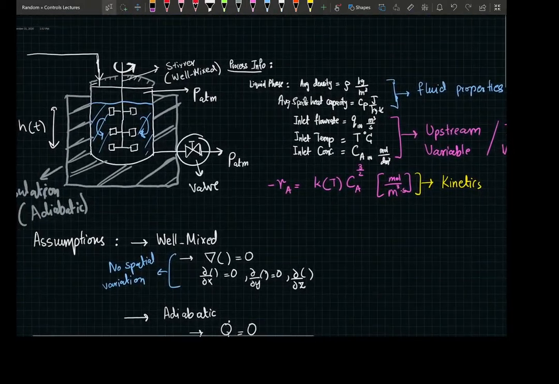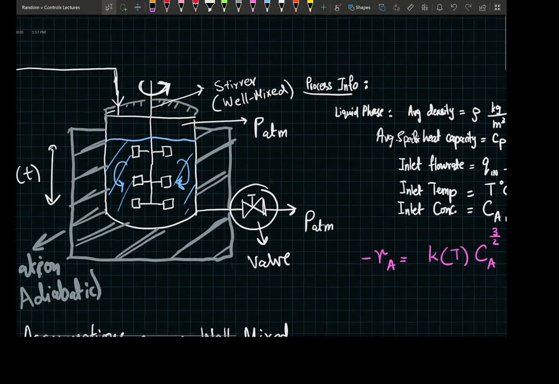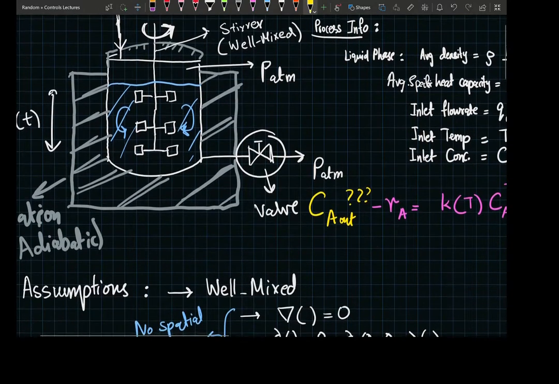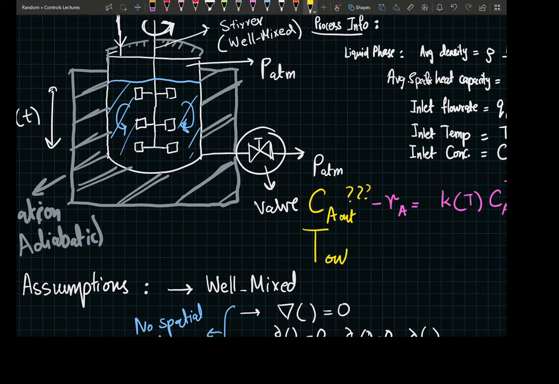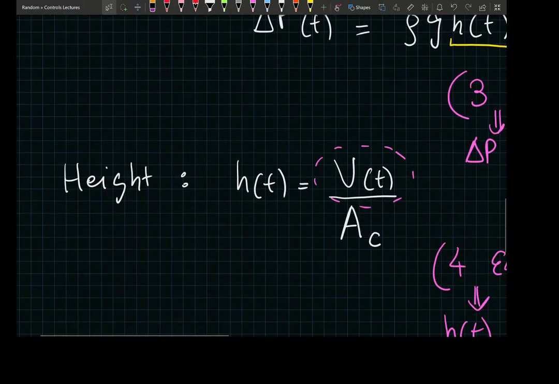Okay, now so far we've had a total mass balance, and we have enough information to model the hydrodynamics, how the level, the discharge flow rate, the hydrostatic pressure, etc. But in a reacting system, I'm concerned with the outlet concentration, and I'm also concerned with the outlet temperature. So we need those because this is an adiabatic CSTR. We have a stirred tank reactor.